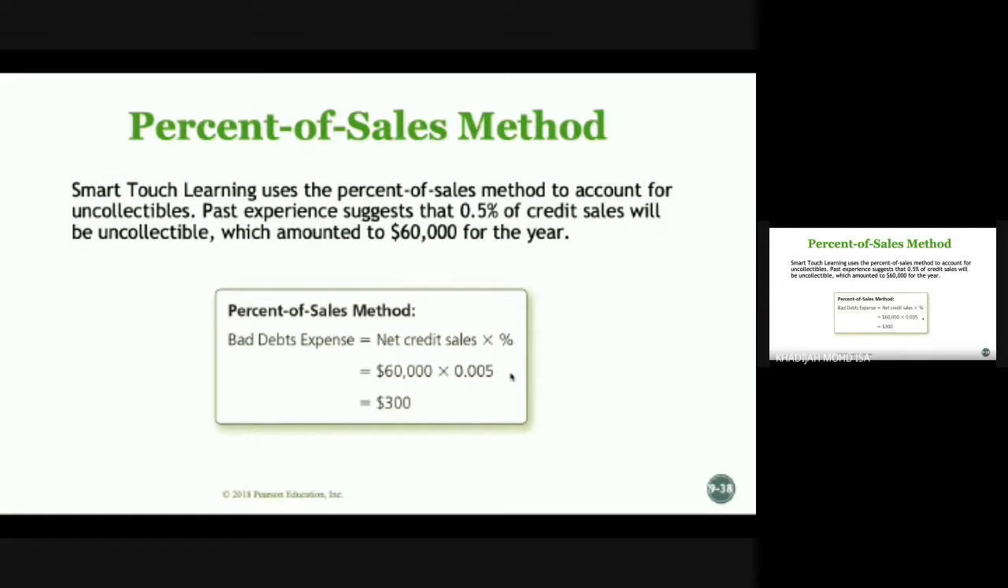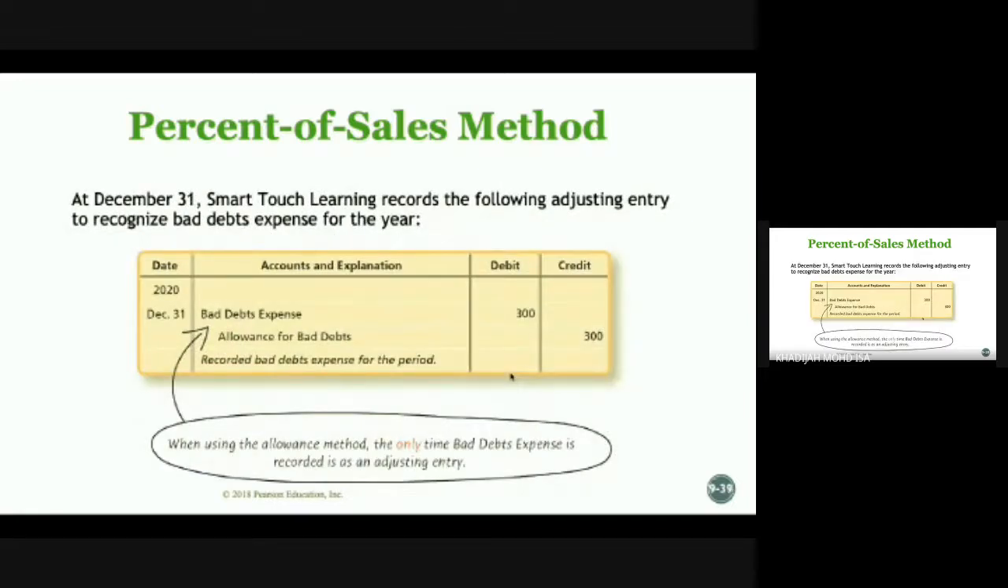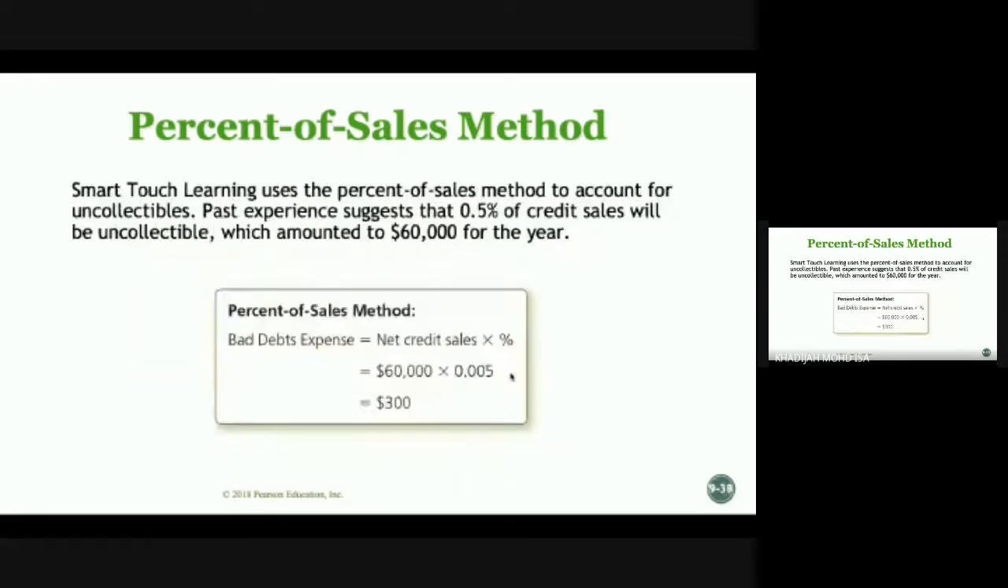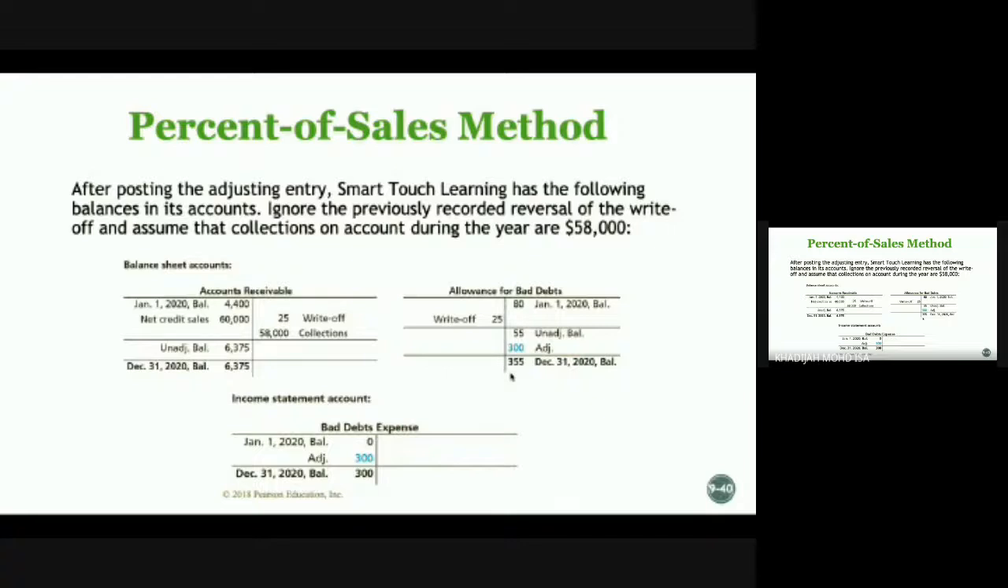So from there, you get a bad debt expense of 300. And again, this is an estimate. When you have that 300, you debit your bad debt expense and credit your allowance for bad debt. In this method, the only time bad debt expense is recorded is as an adjusting entry. After posting the adjusting entry, you have the balance.